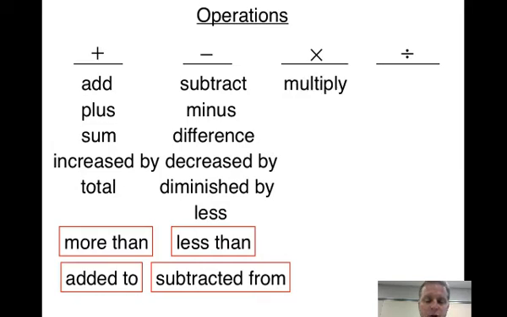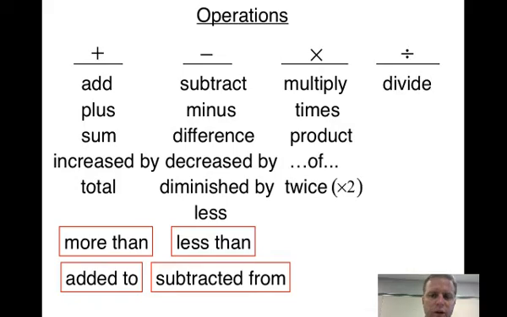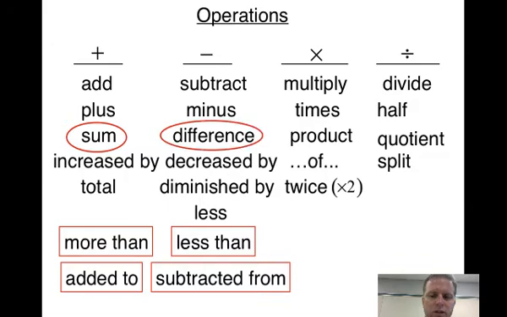For multiplying, we have multiply, times, product, of. For division, we have divide, half, quotient, split, and those would be our major ones. So our major ones you're going to see most often are sum, difference, product, and quotient.